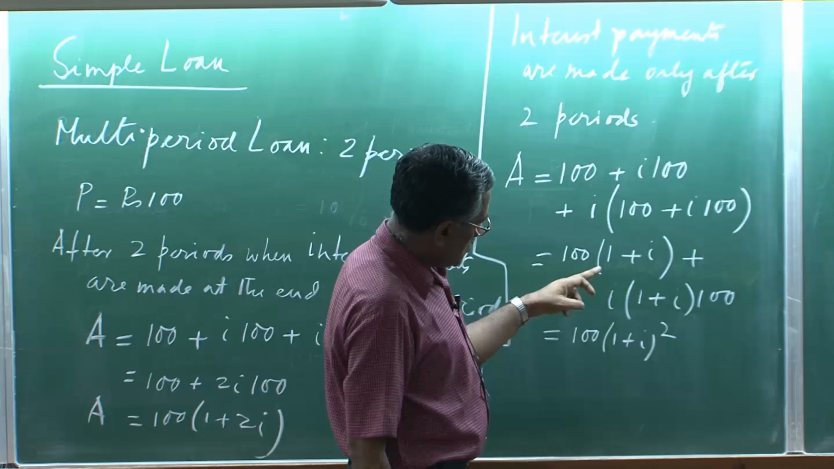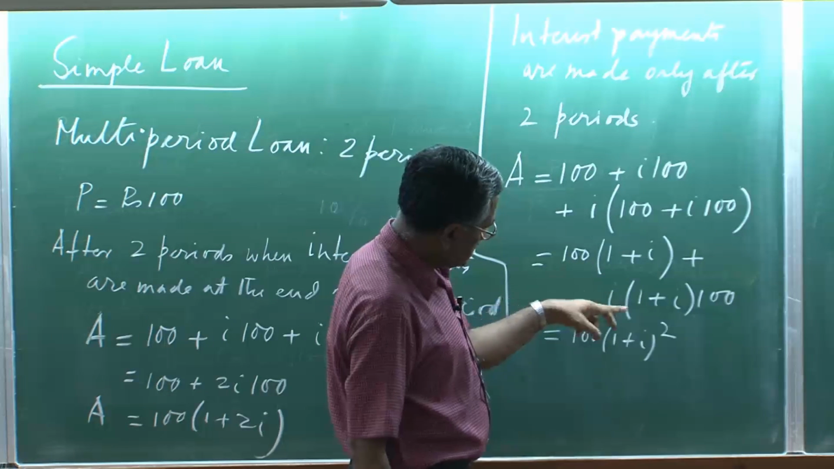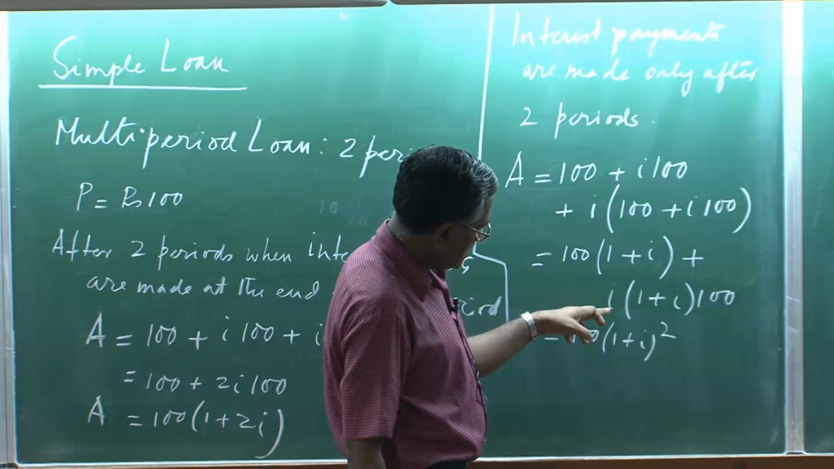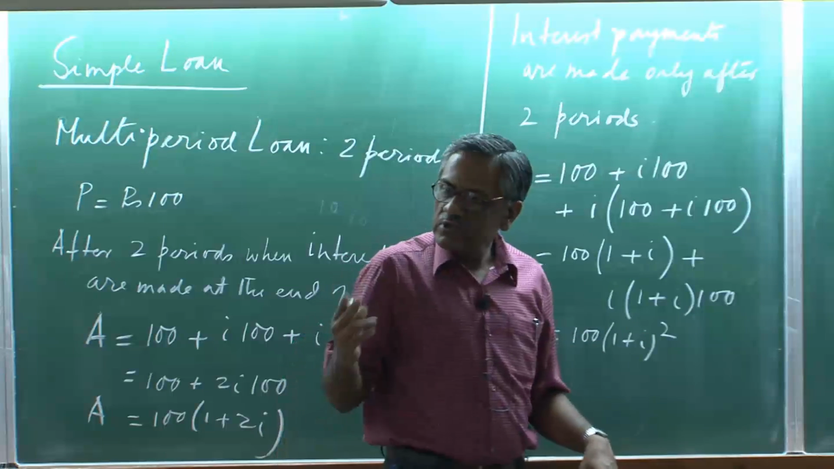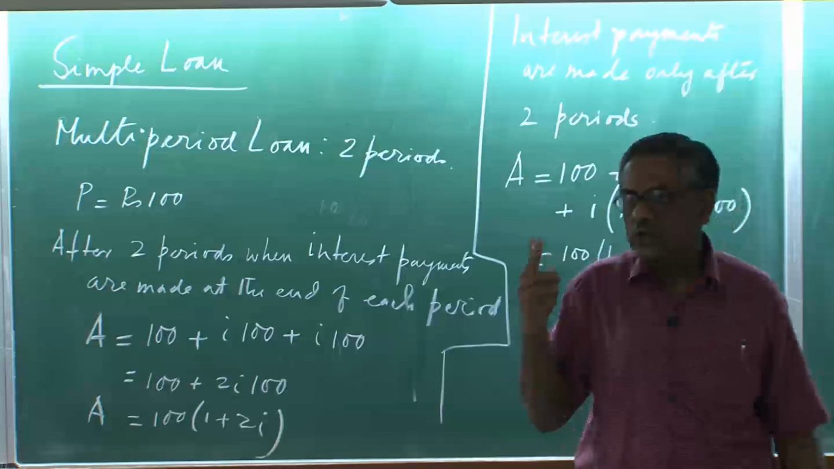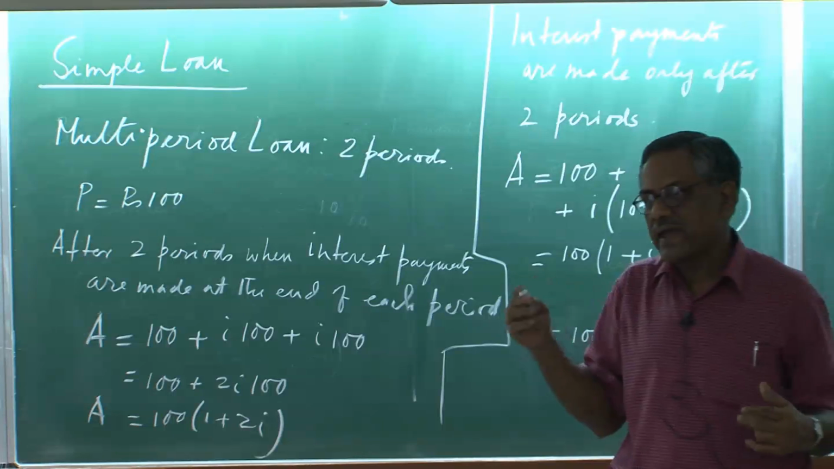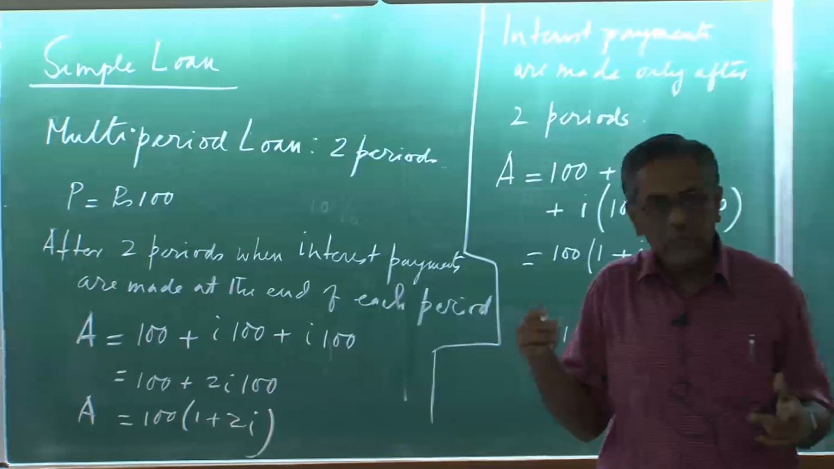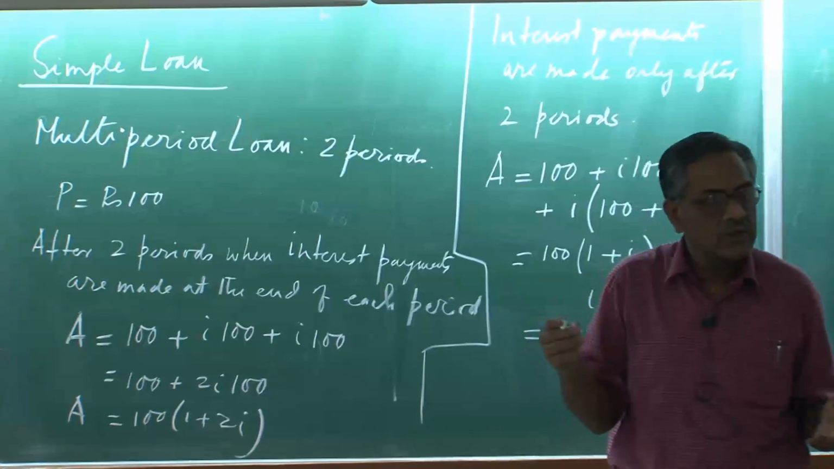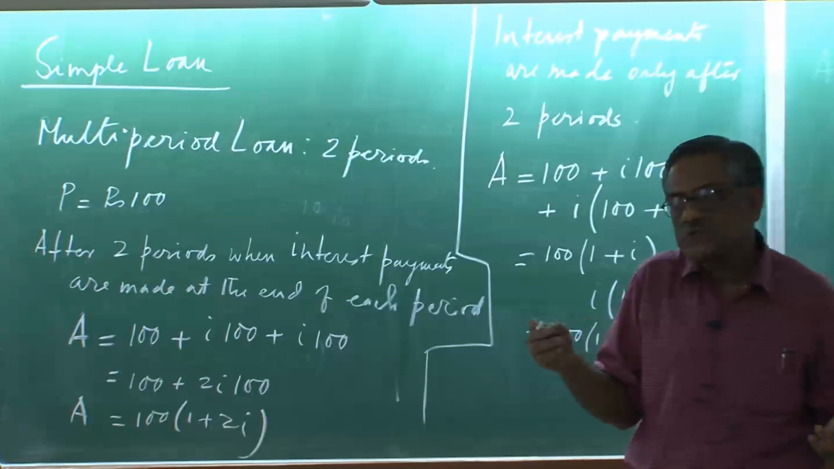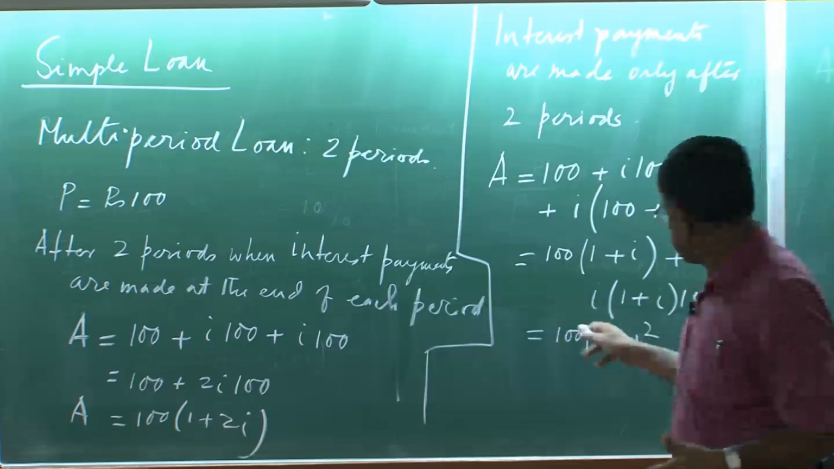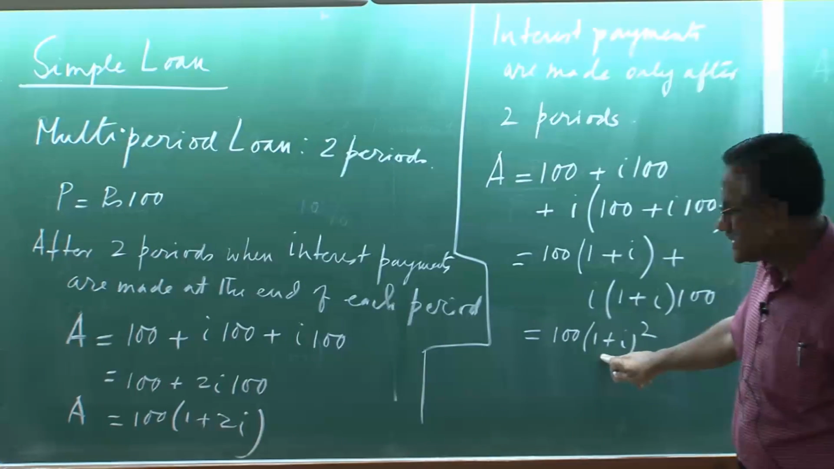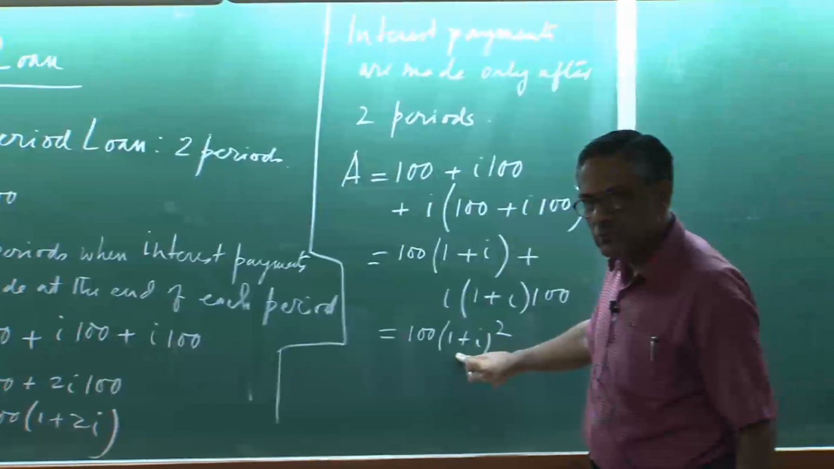Yeah, 1 plus I you factor out, 100 plus and 1 plus I, 100 plus I 100. So, 1 plus I and 1 plus I square. Two different results will follow depending upon the arrangement the bank has with the borrower. Either you make an interest payment after every period, or you make an interest payment only at the end when you return the principal.